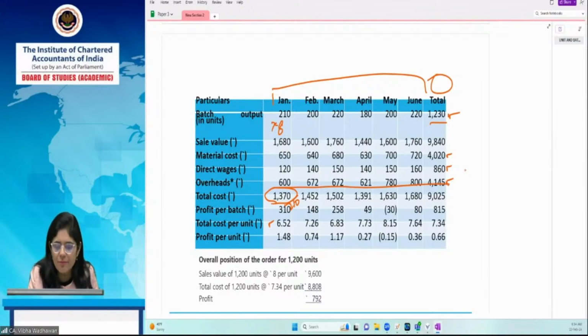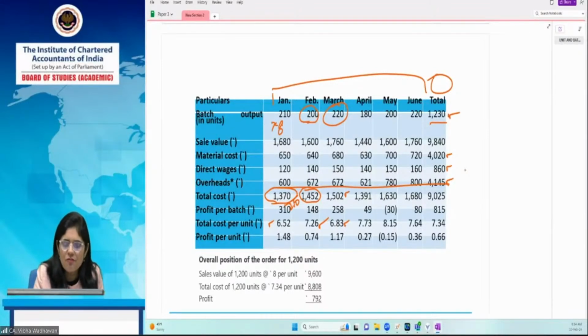Similarly, for February, total cost is 1452 divided by the units 200. You will get cost per unit 7.26 because you have to calculate cost per unit and profit per unit. So divide by the units in that batch. Total cost for March is 1502 divided by 220, the units. You will get 6.83. Clear? So just cross check the figures also. So this is how you calculate cost and profit per unit also.